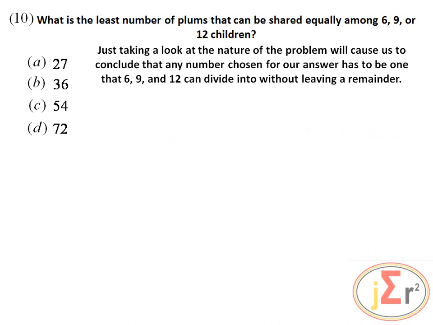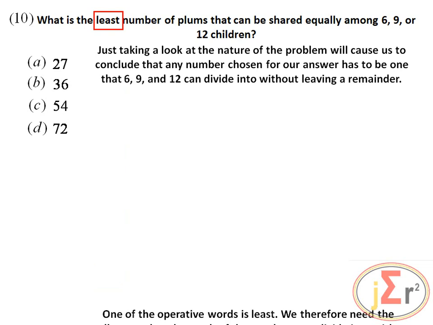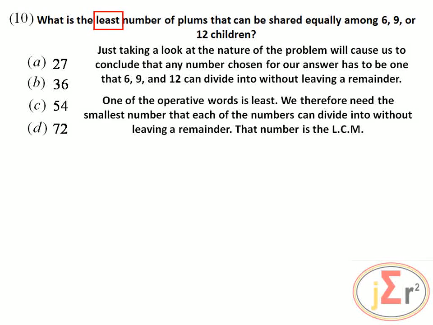Because it says, what is the least number of plums that can be shared equally among 6, 9, or 12 children? Therefore, if it is to be shared equally, then 6 should be able to divide into that number without leaving a remainder, so 9 and also 12. One of the operative words is least. We therefore need the smallest number that each of the numbers can divide into without leaving a remainder. That number is the LCM.